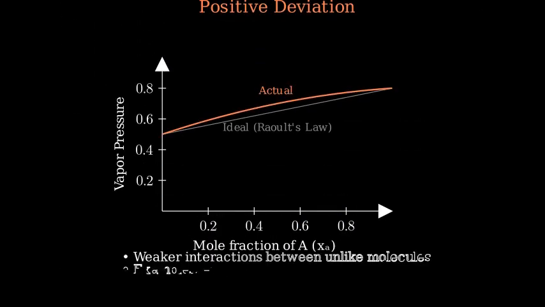Positive deviation occurs when the total vapor pressure is greater than what Raoult's law predicts. This happens when the interactions between the different components are weaker than the interactions between molecules of the same component. Examples include mixtures of ethanol and water, acetone and carbon disulfide.